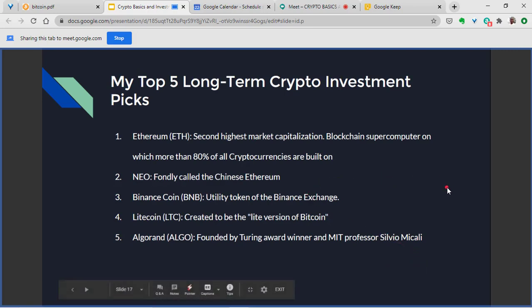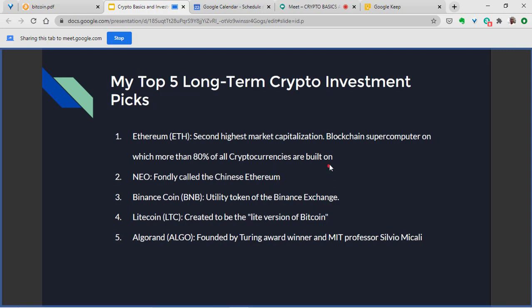These are just some coins that I feel are undervalued based on their utility. I hold some of these coins, I think about three or four of them. I think Neo, I'm still looking to buy Neo. I used to hold Neo before, but I don't have it anymore.